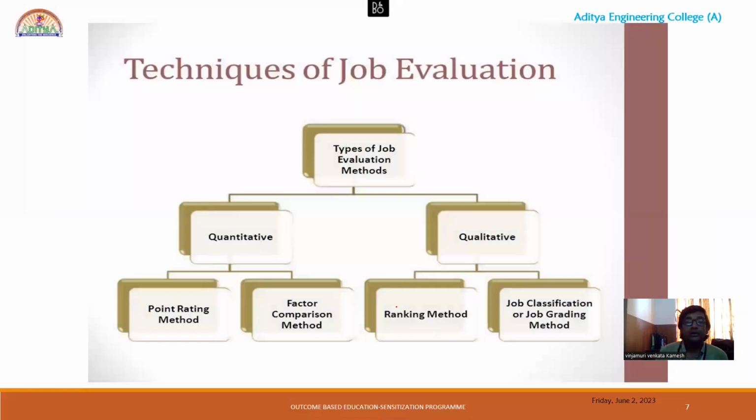Okay. So regarding the techniques of the job evaluation, there are some quantitative methods and there are some qualitative methods. Qualitative methods are the ranking method and job classification method, and quantitative methods are based on some points: the point rating method and factor comparison.